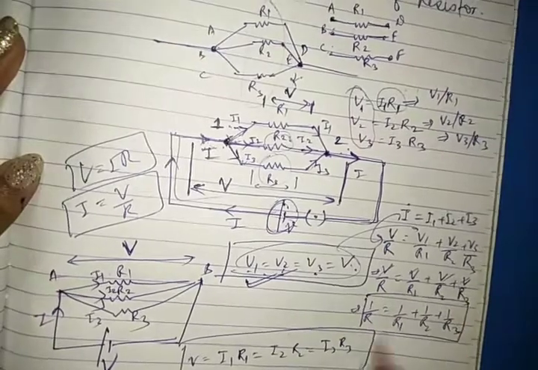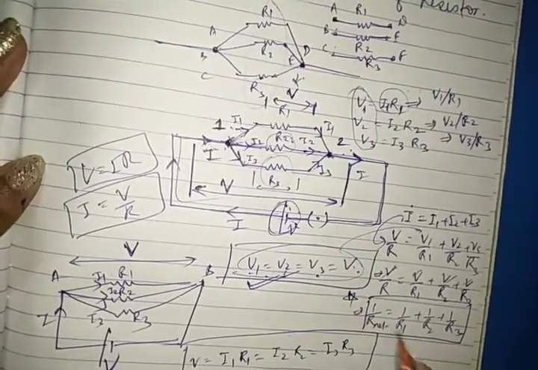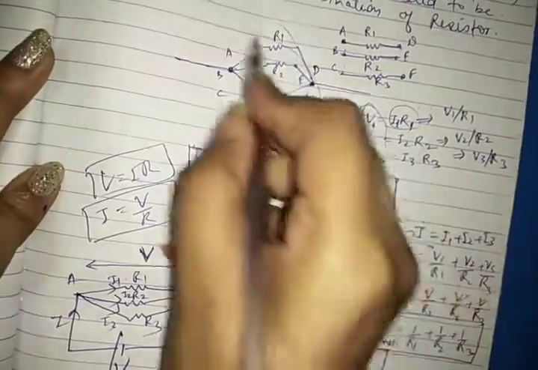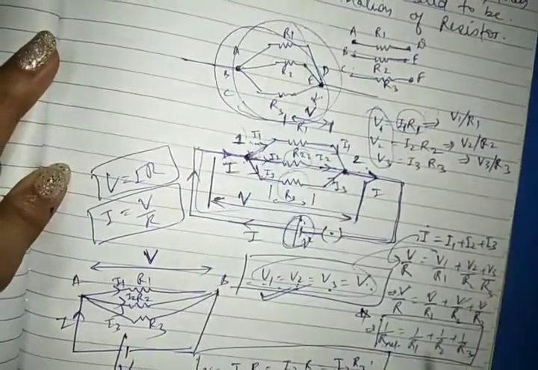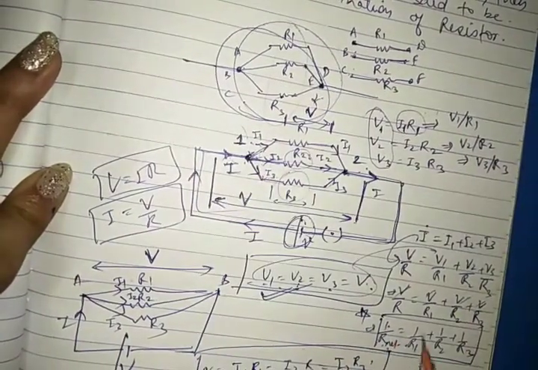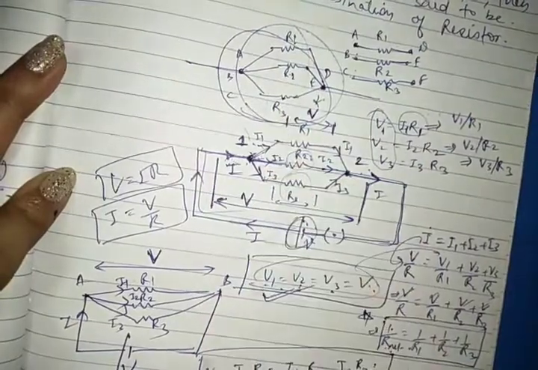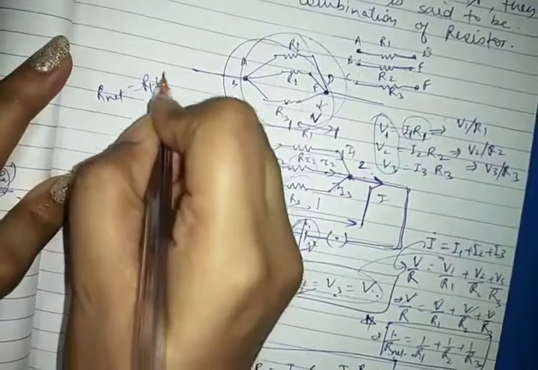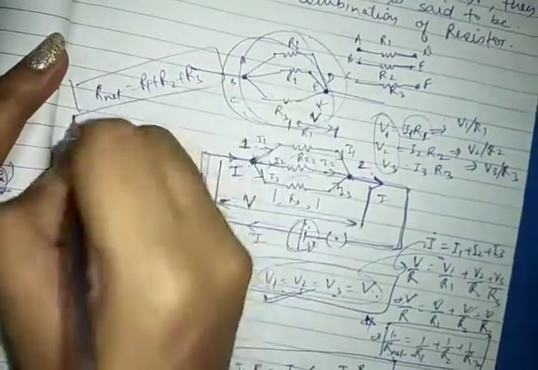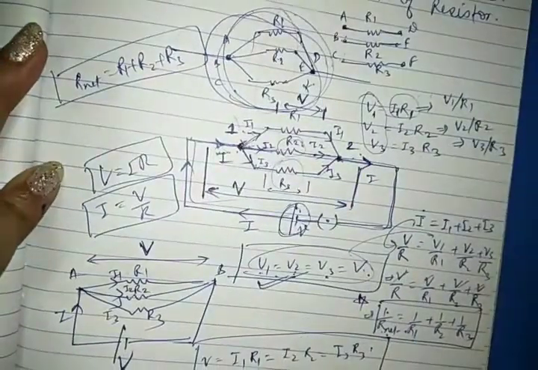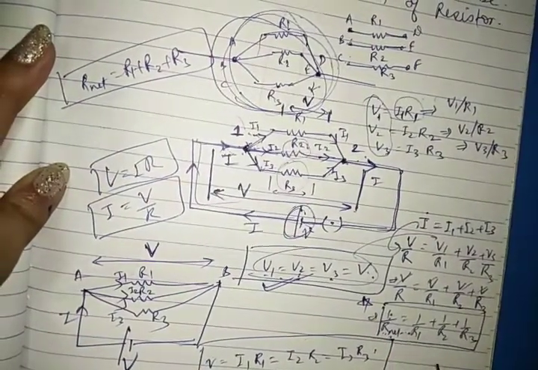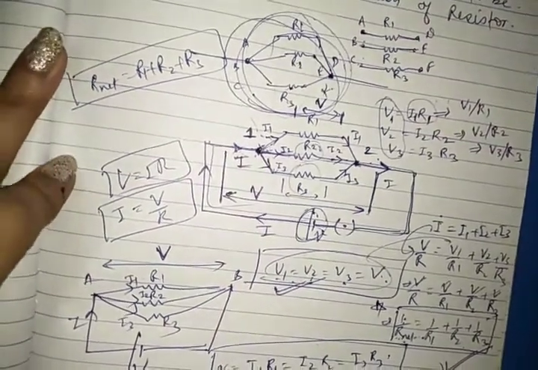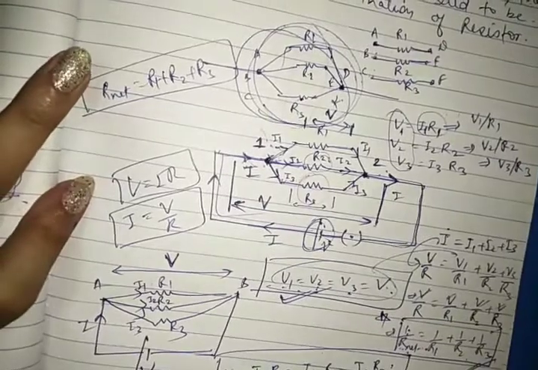So for the parallel combination of resistances, the net resistance is given by 1 upon R net equals 1 upon R1 plus 1 upon R2 plus 1 upon R3, where R net is the net resistance of this arrangement. In series, you have seen the net resistance is R1 plus R2 plus R3. But for parallel combination, you've seen that 1 upon R net equals 1 upon R1 plus 1 upon R2 plus 1 upon R3. So this is resistors in series and resistors in parallel connections.